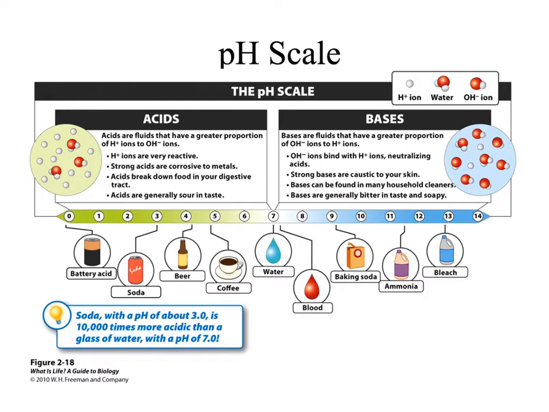Pure water is neutral at a pH of 7. This means that there is an equal concentration of H+ and OH- ions. Bases are fluids that have a greater proportion of OH-. Strong base can be caustic to your skin, causing damage. They often taste bitter or soapy. Baking soda, ammonia, and bleach are 3 examples of bases. Your blood is also slightly basic, usually around 7.4.